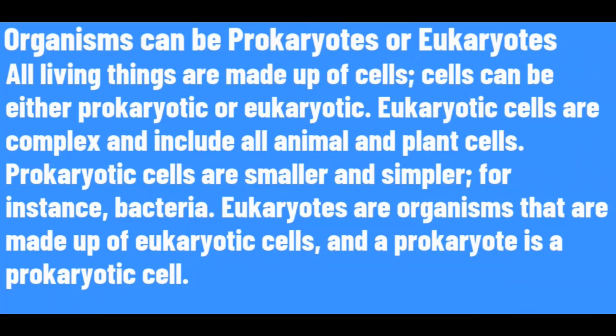Organisms can be prokaryotes or eukaryotes. All living things are made up of cells. Cells can be either prokaryotic or eukaryotic. Eukaryotic cells are complex and include all animal and plant cells. Prokaryotic cells are smaller and simpler. For instance, bacteria. Eukaryotes are organisms that are made up of eukaryotic cells, and a prokaryote is a prokaryotic cell.